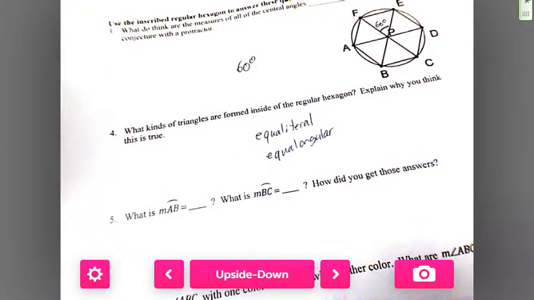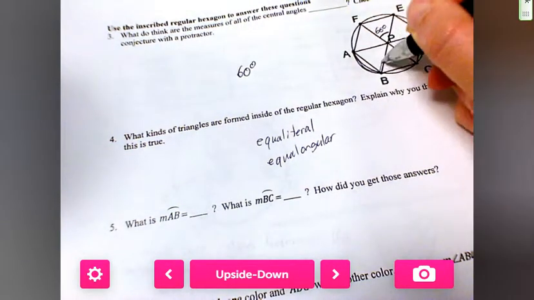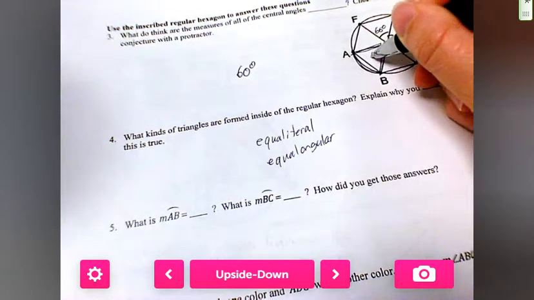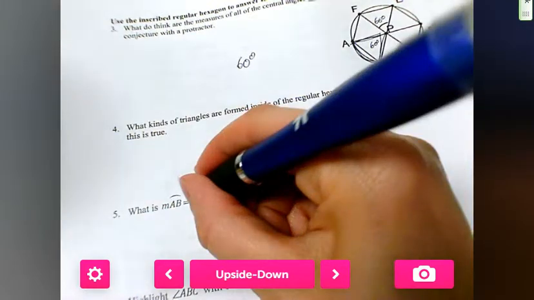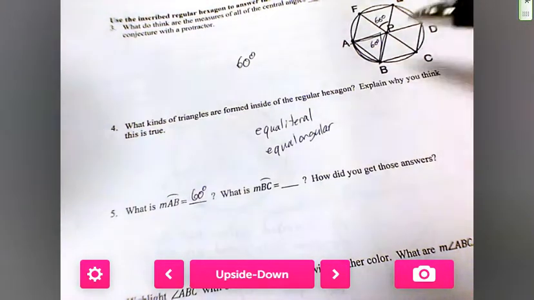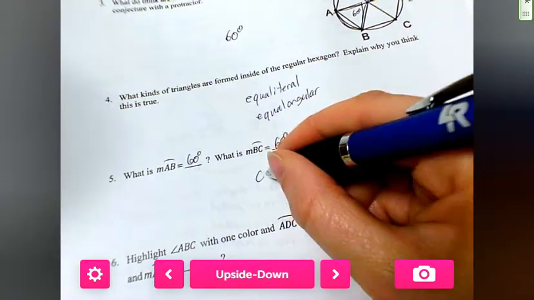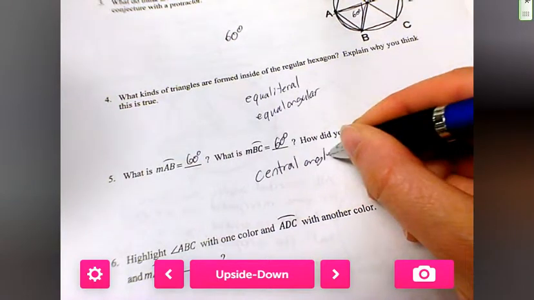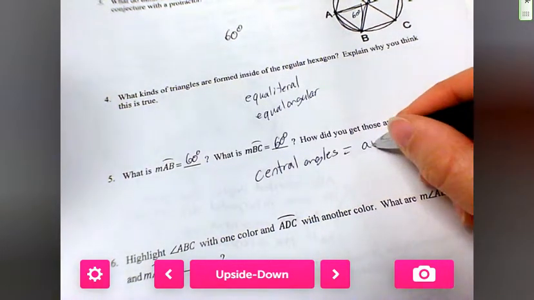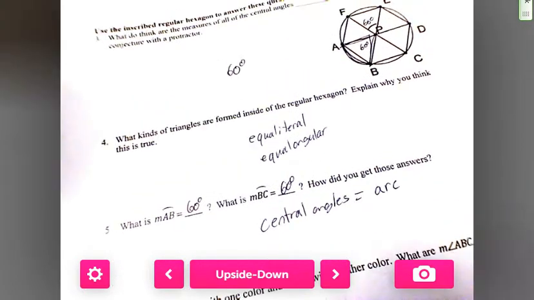Okay, so we want to know what arc AB is. If my central angle is 60, my arc is going to be 60. Okay, so what's the arc of BC? It's also going to be 60. Central angles equals arc.